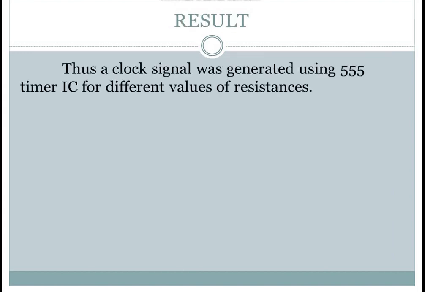So that's all. Thus the clock signal was generated using the 555 timer IC for different values of the resistance.